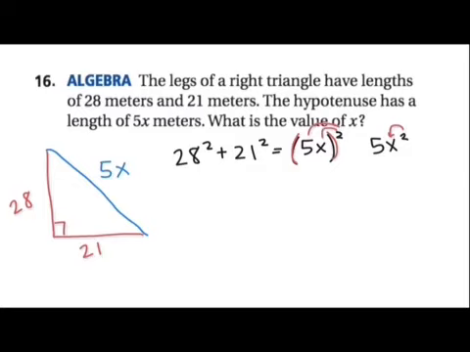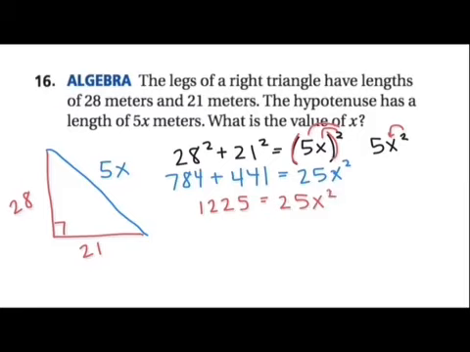So I'm going to solve what I can for what I know, and we know it is 784 plus 441 equals, and then I'm going to square what I can. So 5 squared is 25, and then my x squared is just going to be x squared. Notice when I multiplied that squared in, the parentheses could go away because I used the parentheses. So now, add up what we can. We have 1,225 equals 25x squared.